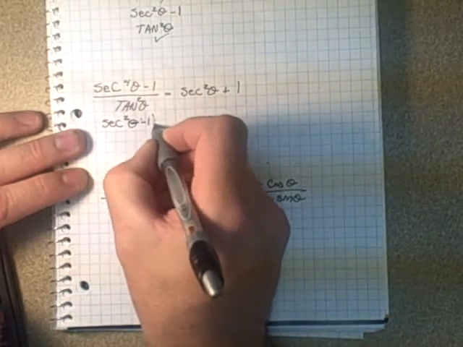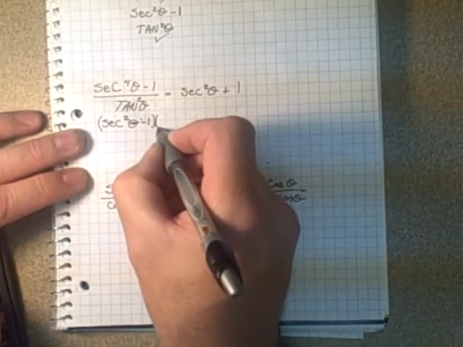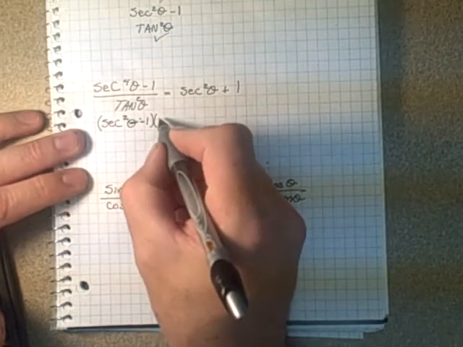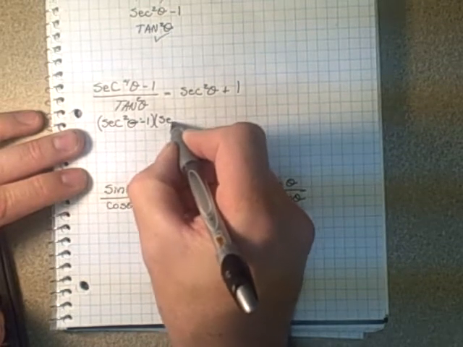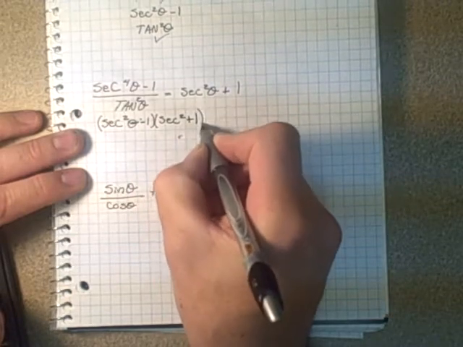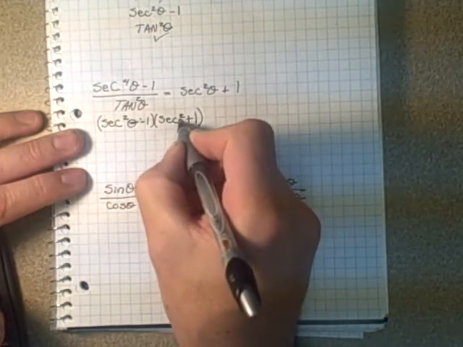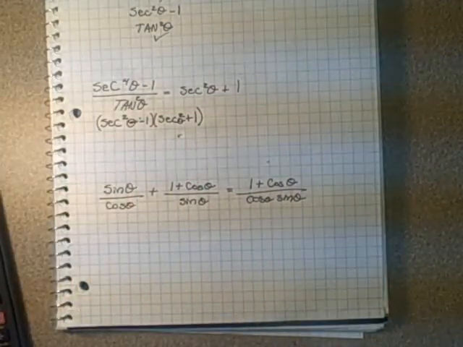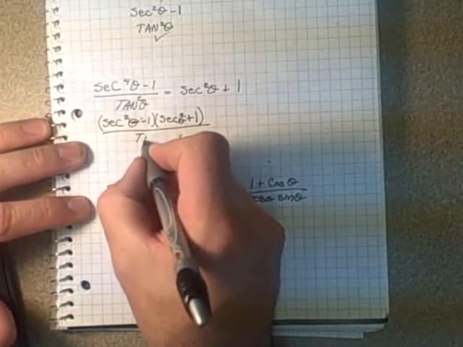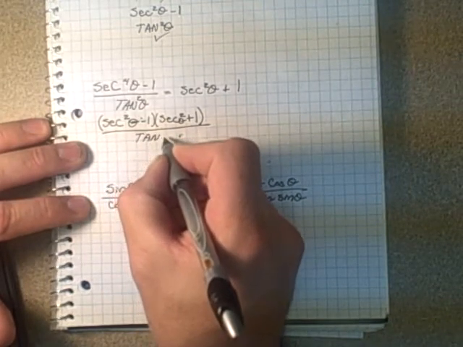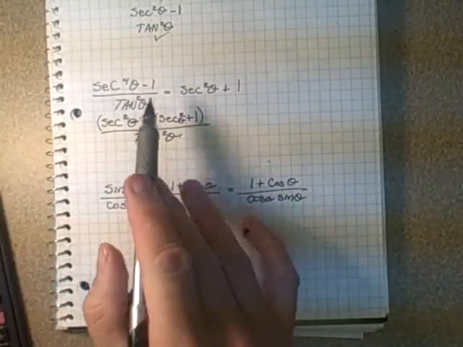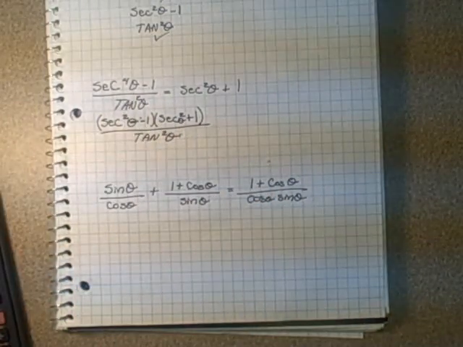I'm factoring this, which is another tip in proving identities. Sometimes you need to factor things out, and this would be secant squared plus 1 theta. And I'm working with the left side, and that's over tan squared theta. Okay, so 1's plus and 1's minus because there's no middle term in there.